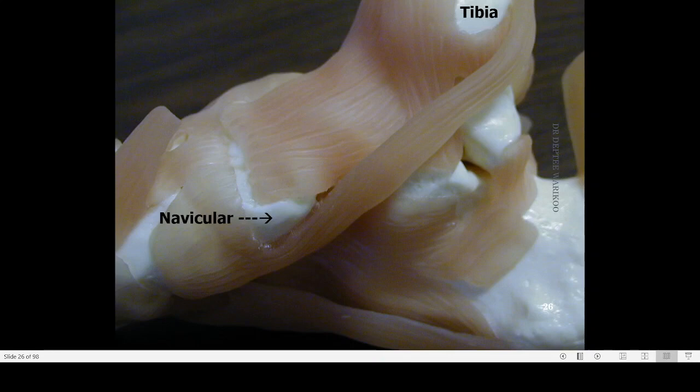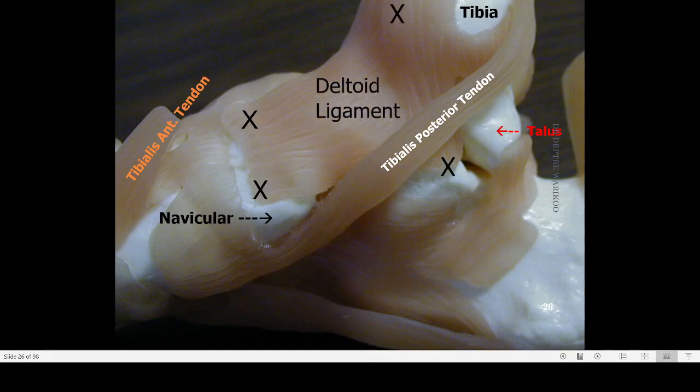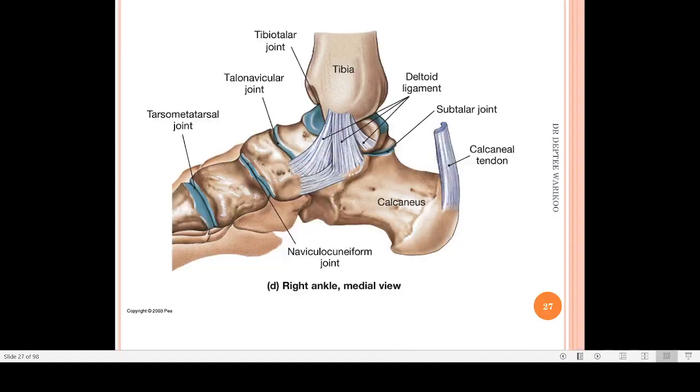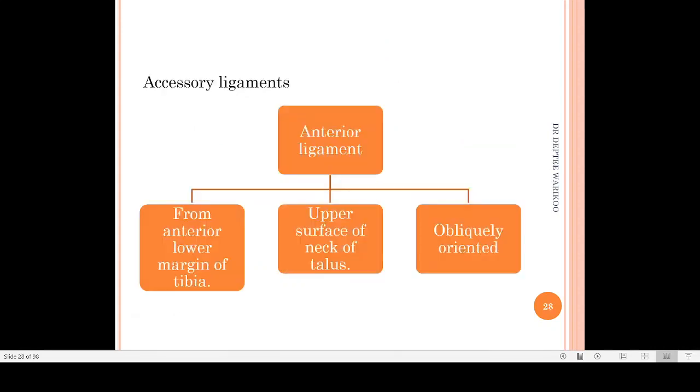This is the tibia, the navicular. This is the tibialis anterior tendon, the talus, and the tibialis posterior tendon you could see here. And then you could see these are the margins. You can see this is the deltoid ligament. You can see the margins and the deltoid ligament. See here, you can also see this is the deltoid ligament. This is a strong ligament, holds the ankle very nicely.